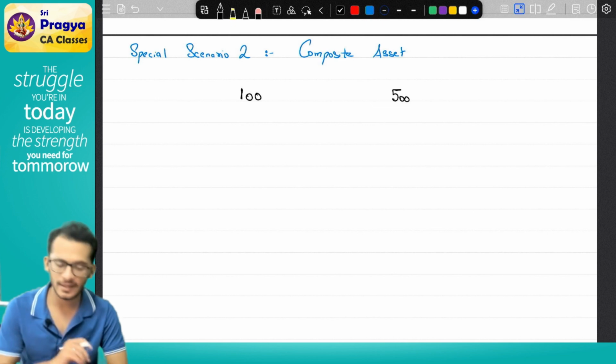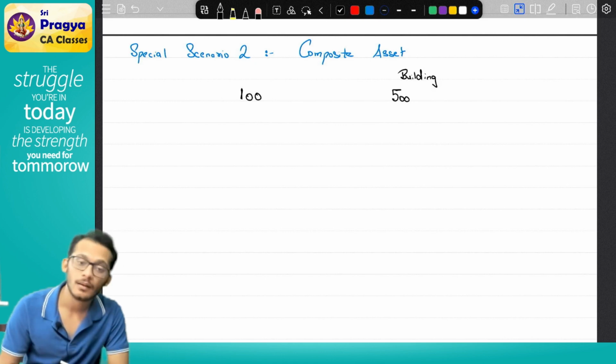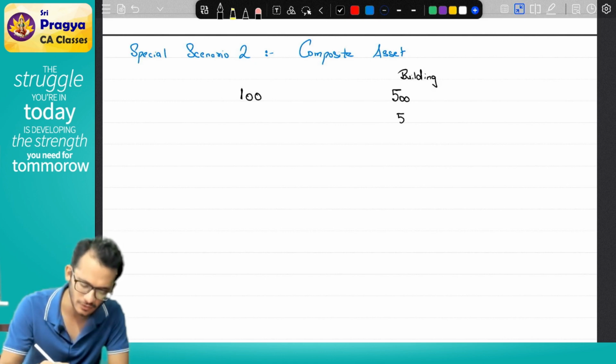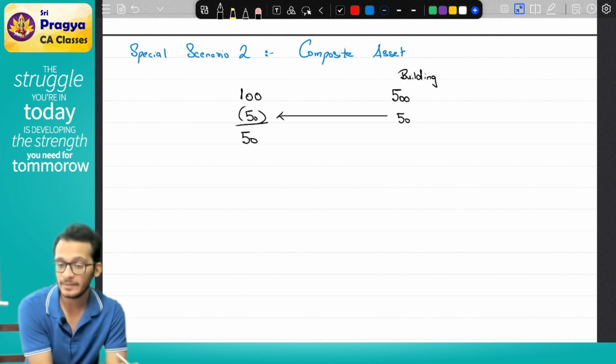This is a building. Now the building is eligible for 10% depreciation, so I was eligible for a depreciation of 50. I brought that 50 here. The moment I brought that 50, my PGBP income became 50.